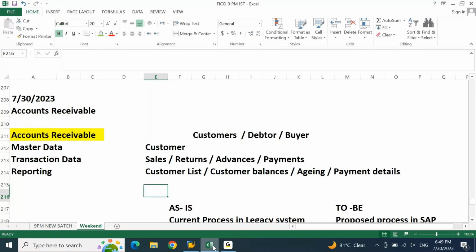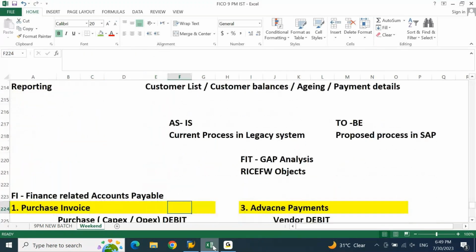Next one, to implement your accounts receivable, what you need to understand is your as is process, which is nothing but the current process in the legacy system or in the existing system. Next one is your to be process. What is the to be process? Which we are proposing based on the existing process for your accounts receivable. To be process is nothing but the proposed process in SAP. If you have any gap, let's say whatever they are currently doing in the existing system, it is a question of whether it is possible as it is in your SAP or not.